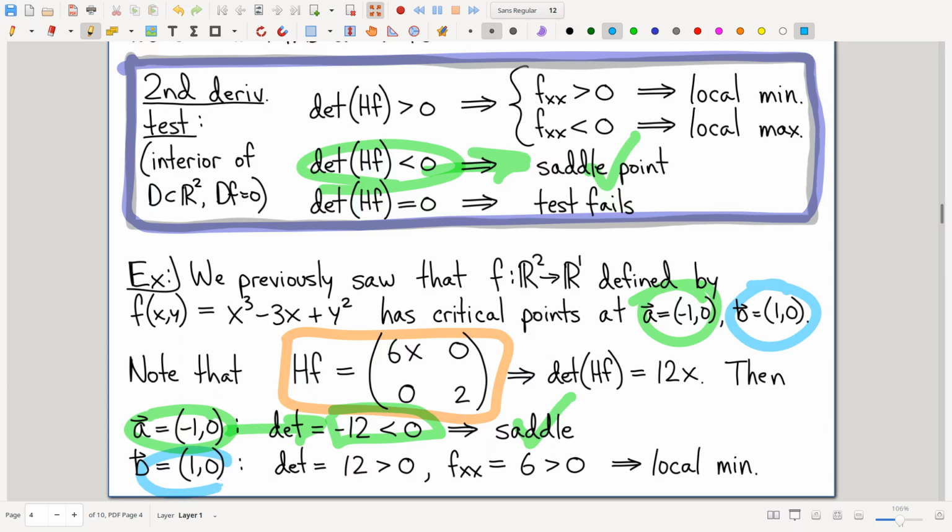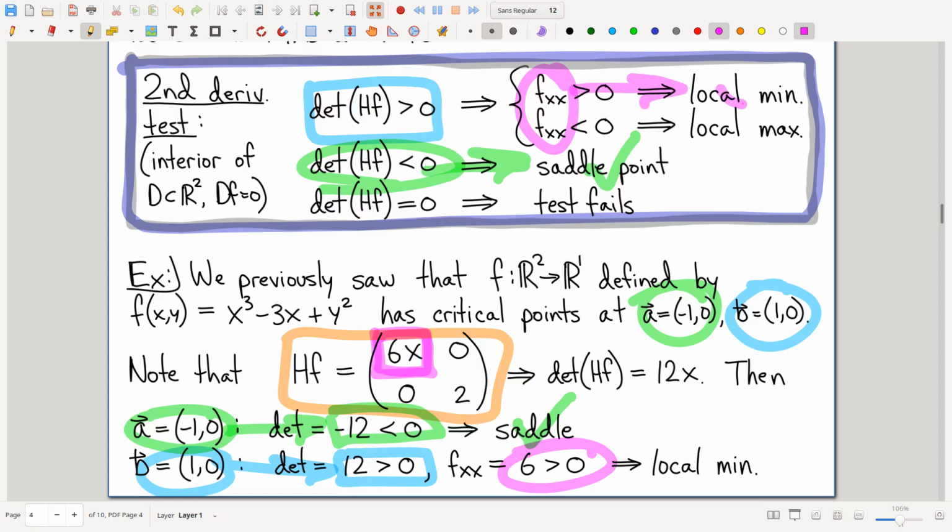Well, at (1, 0), you plug into your Hessian formula, you see the determinant is positive. Now, again, that alone does not answer the question. But it tells you what to do next. And what we do next is we look at the xx second partial, which is this right here, f_xx, the top left element of the Hessian matrix. You can see that it is positive when you plug in this point. And if it's positive, that means local min.